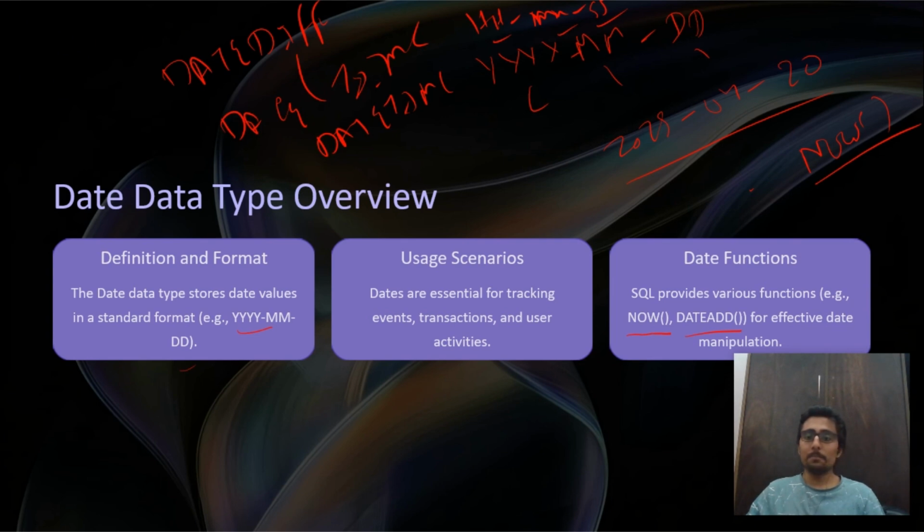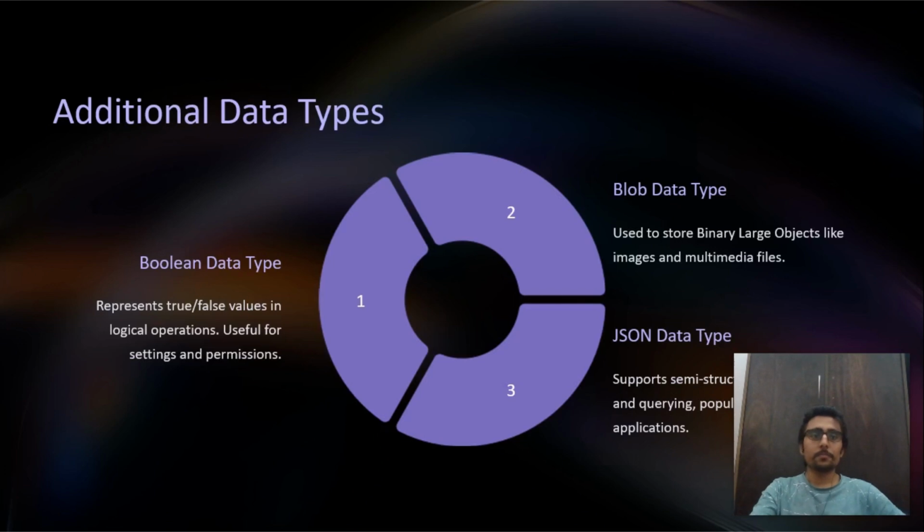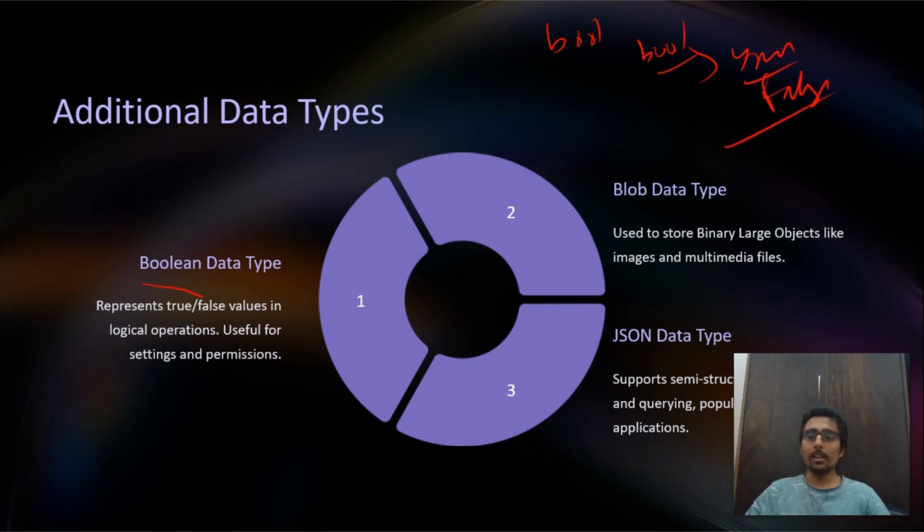And now we'll go to some of the advanced functions, and then we'll conclude. Sorry, additional data types. What are those? One is the Boolean data type, which you all would be aware of. In Java you might have used bool. If you know programming, in Python also we have bool, right? So bool basically gives true or false, right?